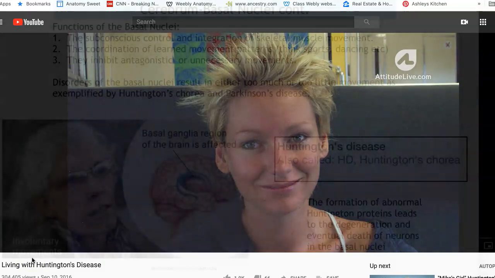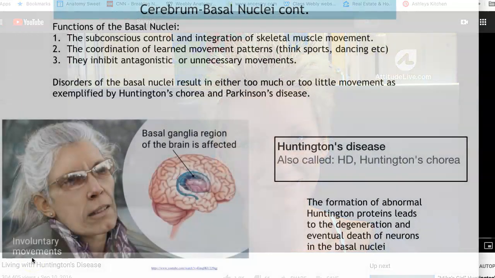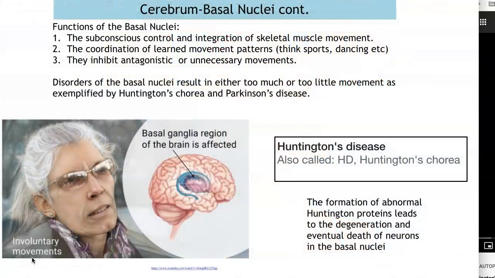So I hope you have a better appreciation of the cerebrum, and then in the next video we're going to go on into the diencephalon and hopefully the brainstem and cerebellum also.